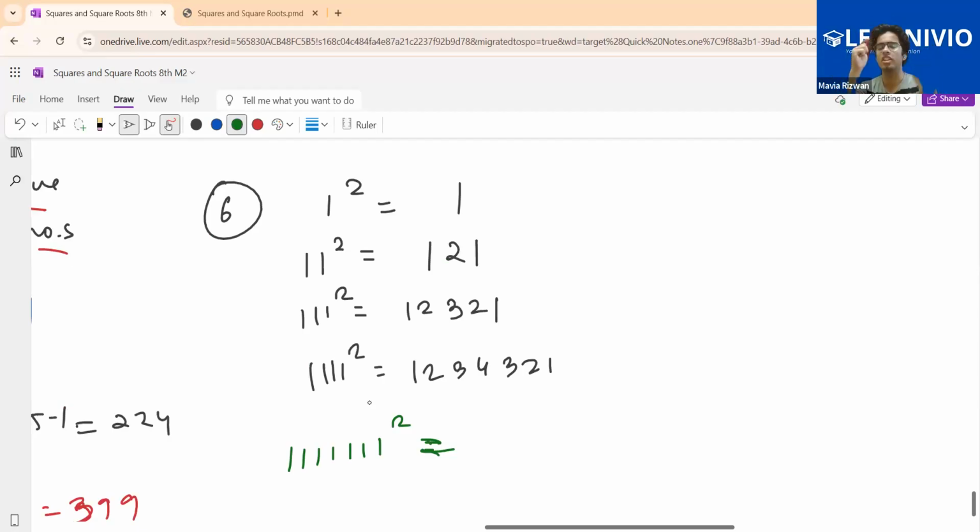For 111, there are three digits. Okay, so we have to reach till 3. So you are going to write it from both the sides: 1 and 1, 2 and 2, and then 3. It's like a pyramid being made. Okay, so now can you tell me the answer for this one? Such a big number square, we can easily tell by the pattern.